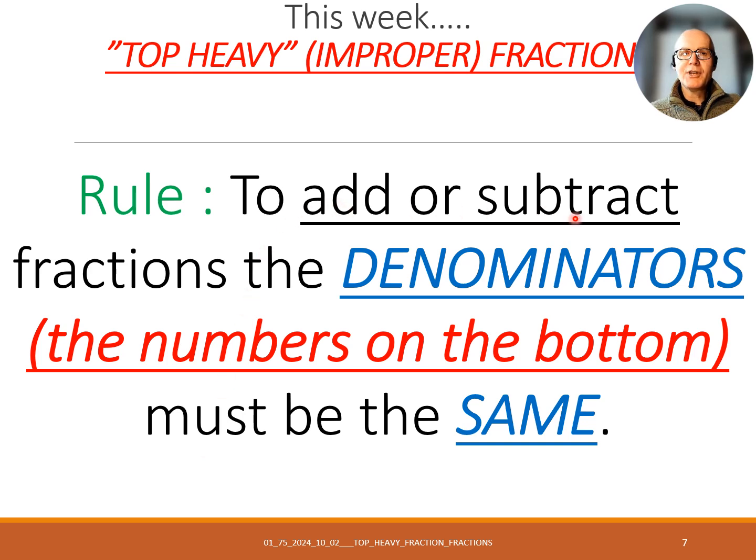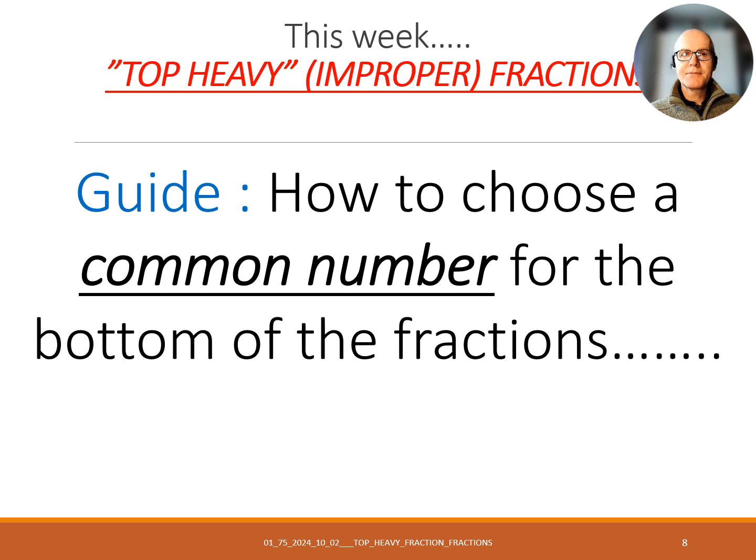To add or subtract fractions, the denominators, the numbers on the bottom, must be the same. How do you go about that? How do you make sure that the denominators on the bottom of the fractions are the same? To do that, you must choose a common number. Let's look at how to choose that common number.